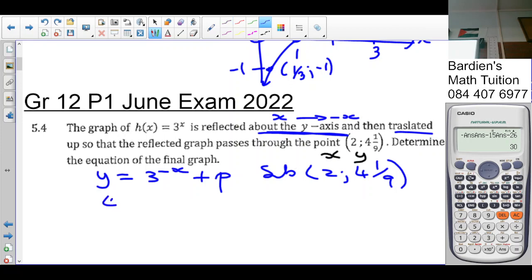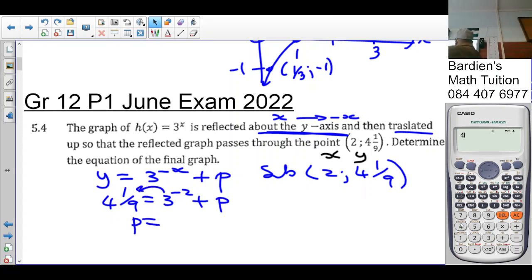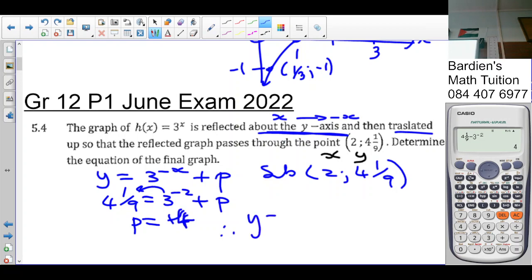So remember again, this is an x and a y. So that is going to be 4 and a ninth equals 3 to the negative 2 plus p. Get p over the equal sign, so p is equal to 4 and 1/9 minus 3 to the negative 2. So it gives you 4. So p is 4. So therefore, y is equal to 3 to the minus x plus 4.